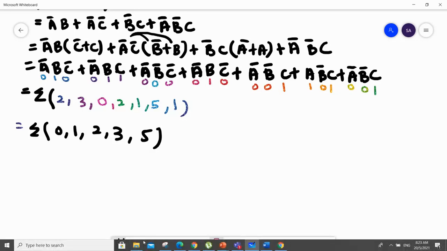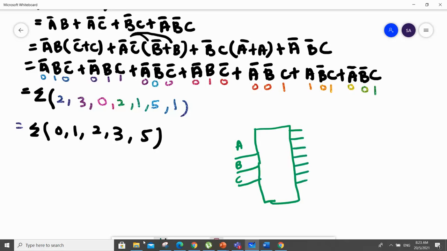Jadi, kita kena draw. Saya pakai warna hijau lah. Okay. Alright, so this is dia punya decoder. Kena besar sikit lah. Okay. So, input dia 3, is A, B and C. Okay, so output dia ada 0 hingga 7 lah. So 0, 1, 2, 3, 4, 5, 6, 7. Okay, so yang ada 0, 1, 2, 3, 5.